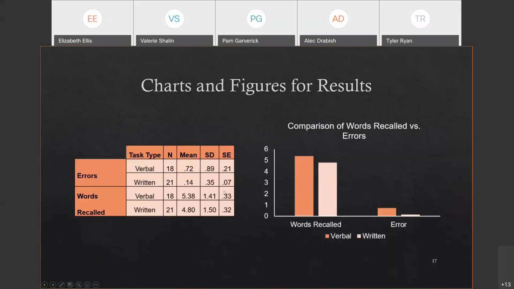Charts and figures for results. So instead of having some super long description, like the task type was errors, and for the verbal condition, there were 18 students and it was a 0.72 mean, and there was a standard deviation of 0.89, and so on, use a nice handy table. It's very easy to read, right? People can just see errors, verbal, written, and look at it. Also, just using figures. Having a figure built in, you can add more information to the figure if need be, like little tick marks or standard error bars or anything like that, whatever suits you when it comes to making tables.